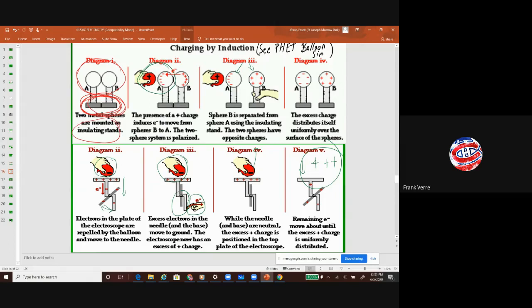So that's a third way to charge an object. Any questions about the difference? So triboelectrification is rubbing two insulators.